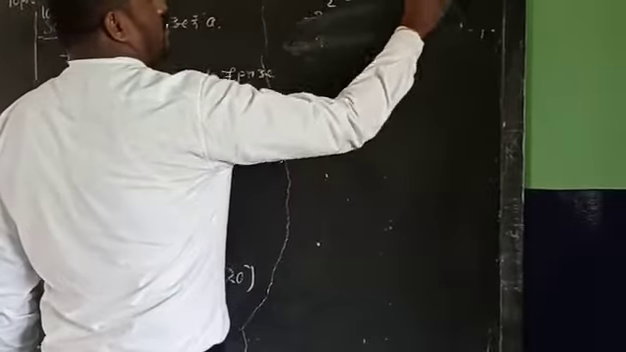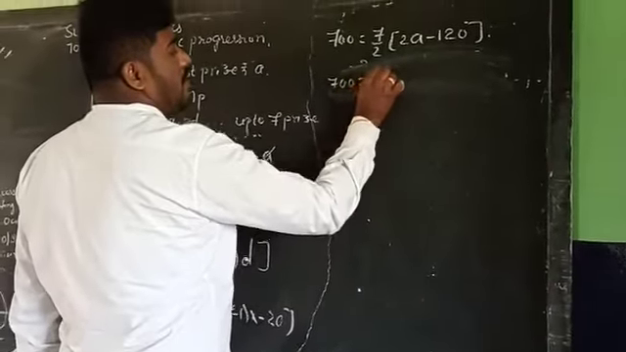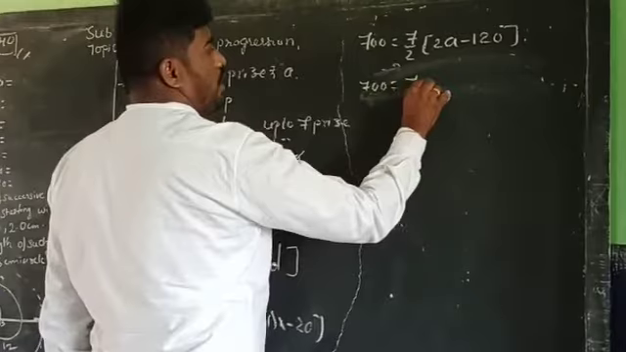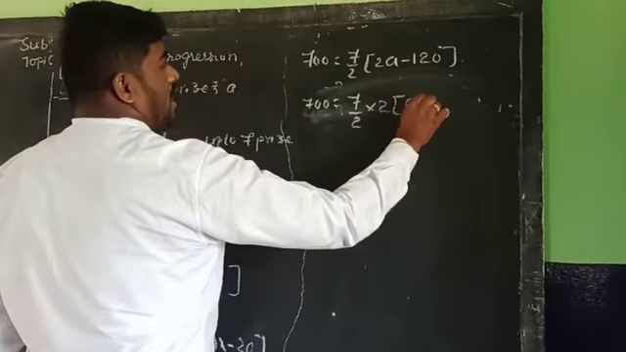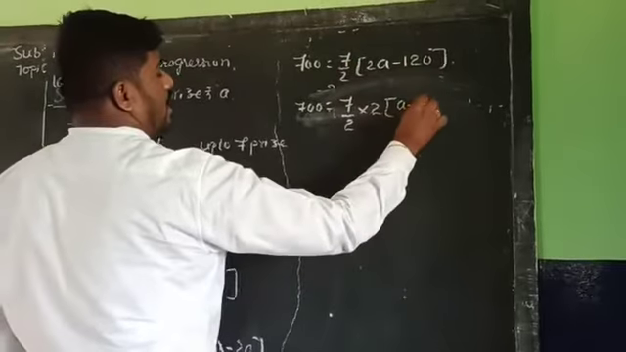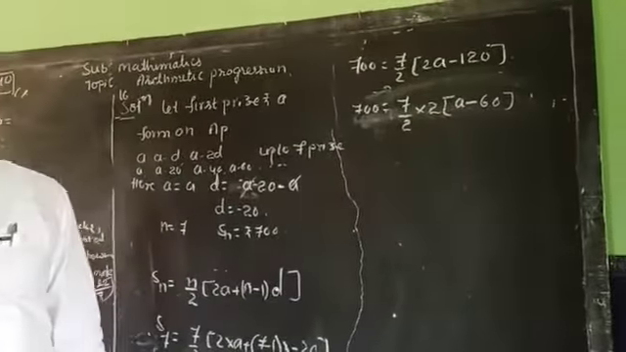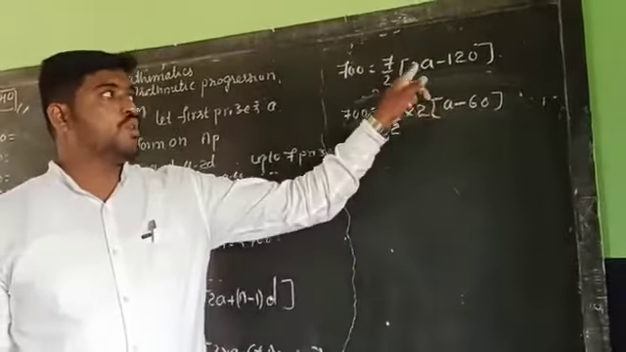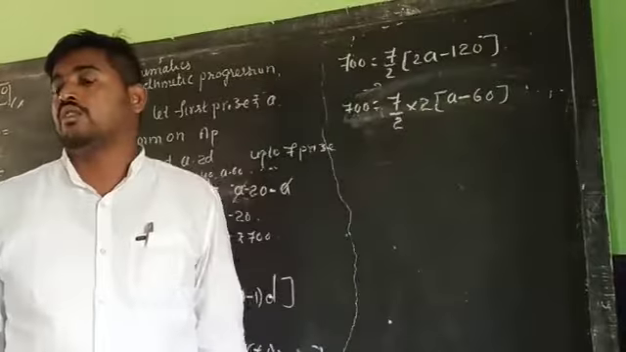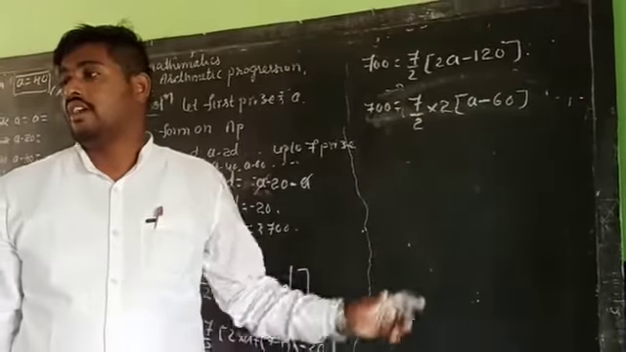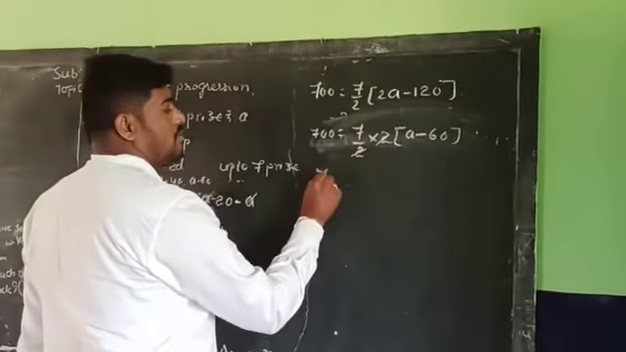So take 2 common. 700 is equal to 7 by 2, and take 2 common outside from these two terms: 2a minus 120, so 2 into a minus 60. 2 into 60 is 120. The 2 gets cancelled. So simplify.